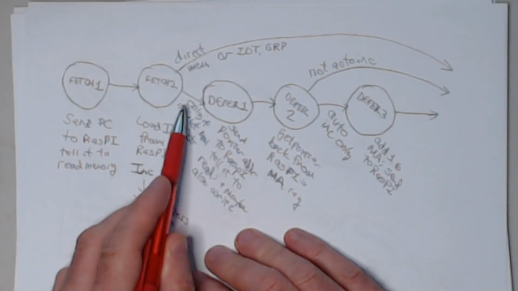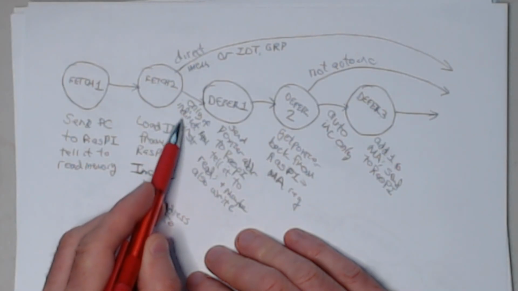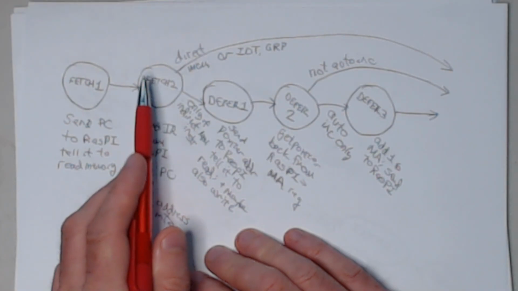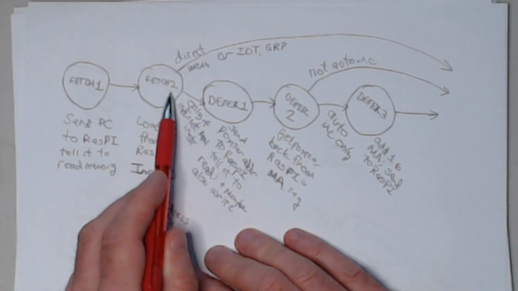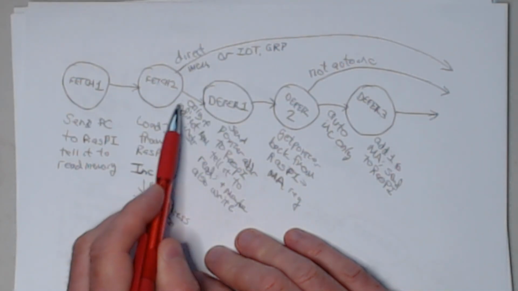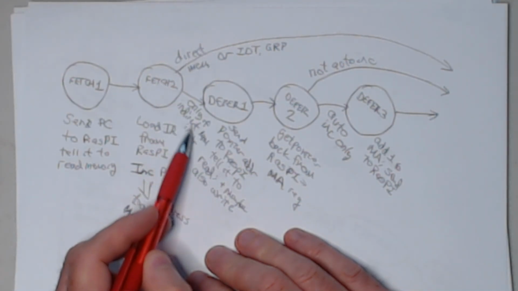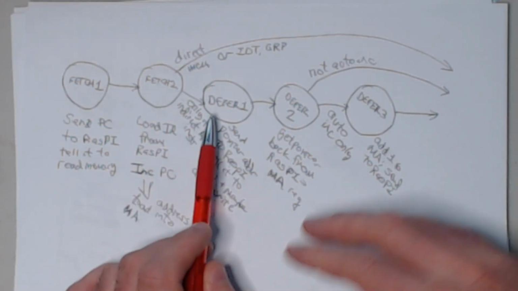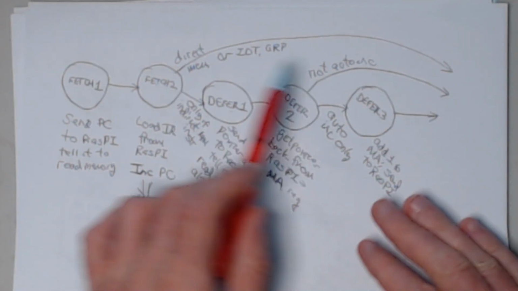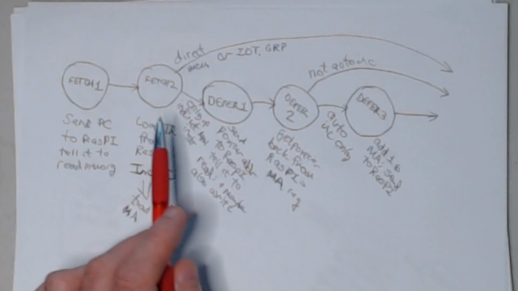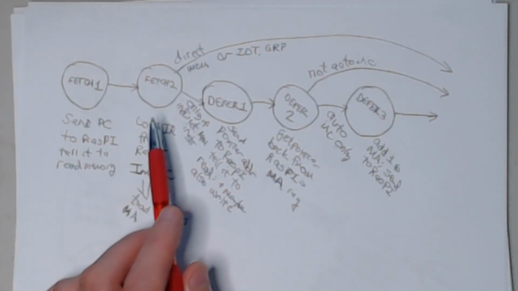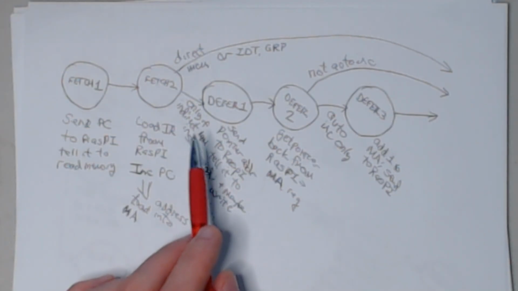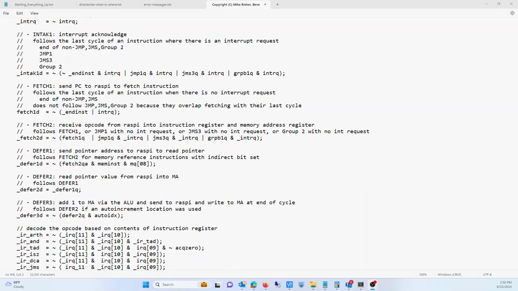Remember, we said it does defer one only if it's an indirect memory instruction and it was in fetch two state. So if it's in fetch two state, we want it to go to defer one, but only if it's an indirect memory instruction. So how is that described in the source file? We can even draw out the equivalent schematic here, but I'll show you first the file, and I'll put a link to the file in the description.